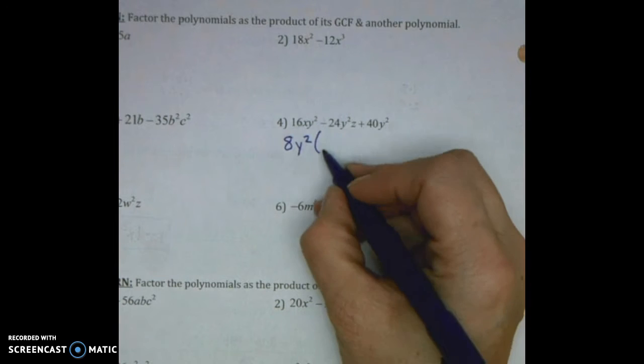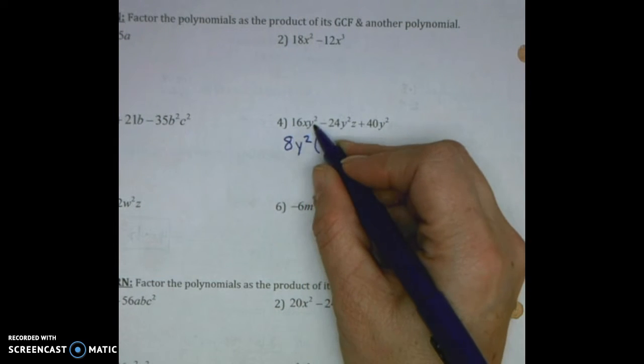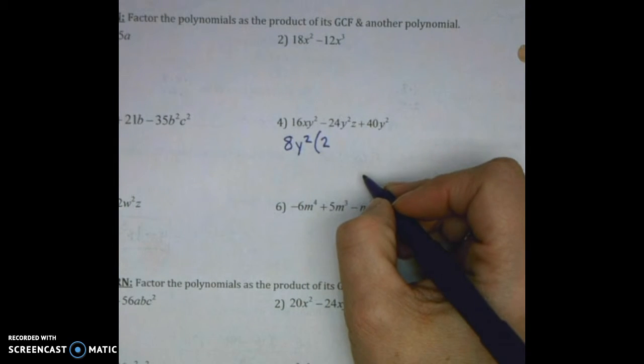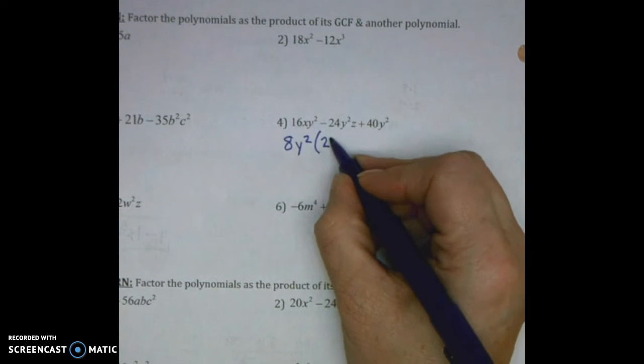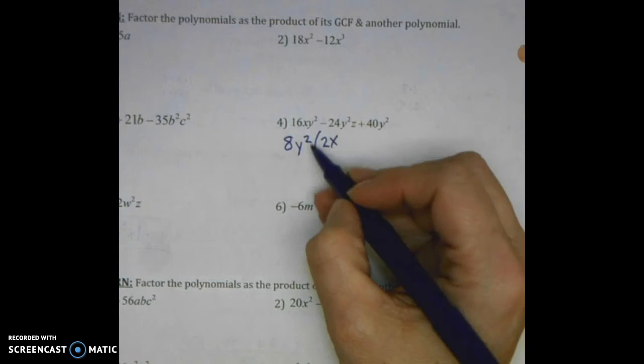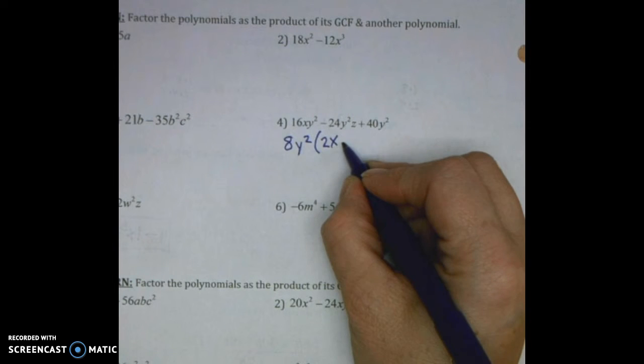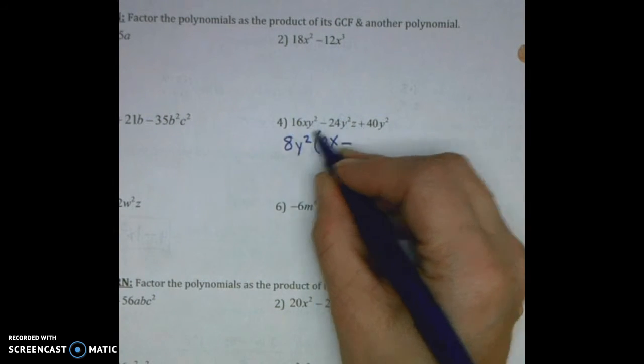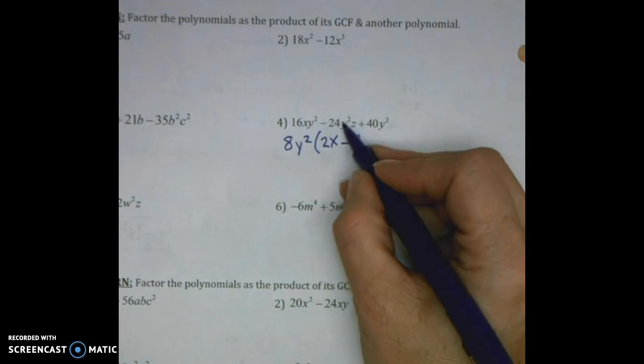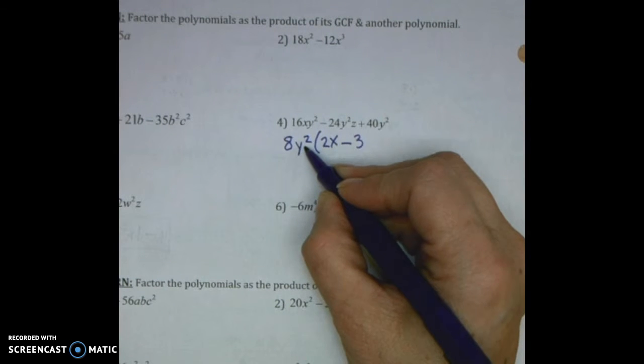Okay, now I'm going to see what's left. 8 goes into 16 2 times. Y squared goes into xy squared just once, and it leaves me with x, right? Okay, my next term, I'm going to subtract. 24 divided by 8 is 3. Y squared divided by y squared is just 1.